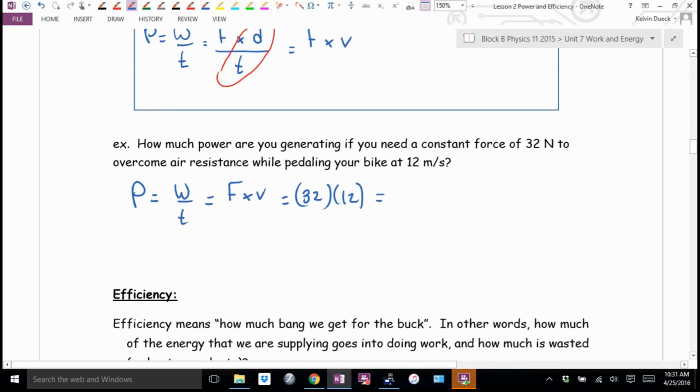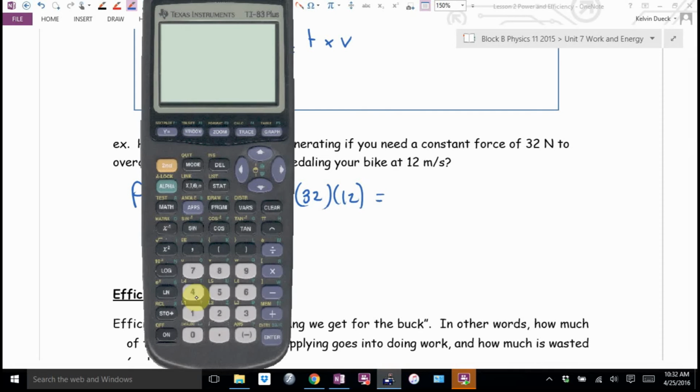I did some quick Google searching, and apparently 32 newtons, if you're not going crazy fast, is a reasonable air resistance. Of course, as you go faster, what happens to the air resistance? Bigger, smaller, or stays the same? Bigger, and your velocity gets bigger, which means you need more power. This is why it's so much more tiring to pedal faster. It's a double whammy. Force, air resistance goes up, and speed goes up. I get 32 times 12.